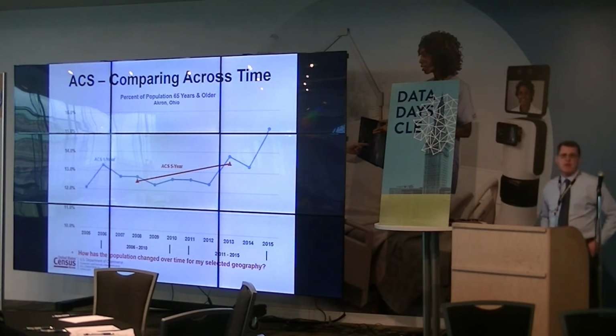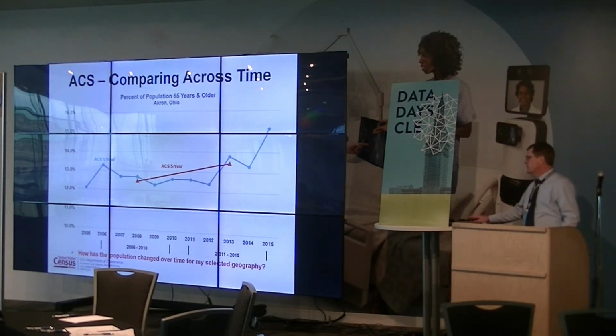And here's an example where I'm comparing ACS across time. I'm comparing the percent of population 65 years old and older in Akron. I'm using the 1 year and the 5 year. And notice that I'm using two non-overlapping 5-year periods, 2006-10 and 2011-15. And look how variable the 1 year can be, as the 5 year is more smooth.